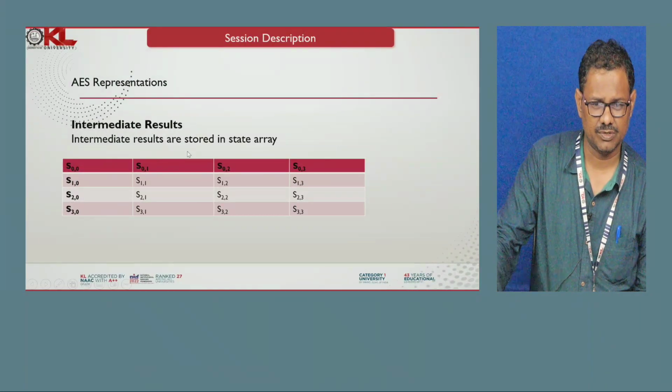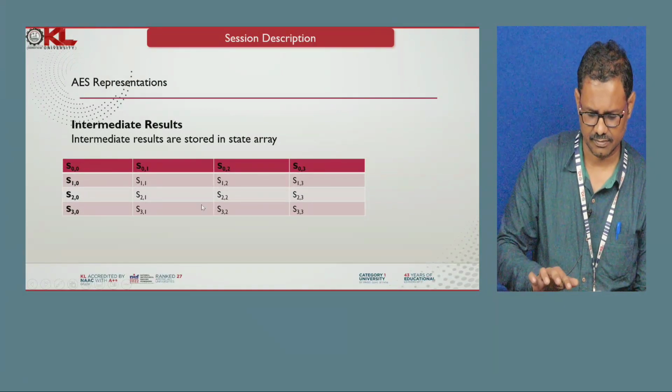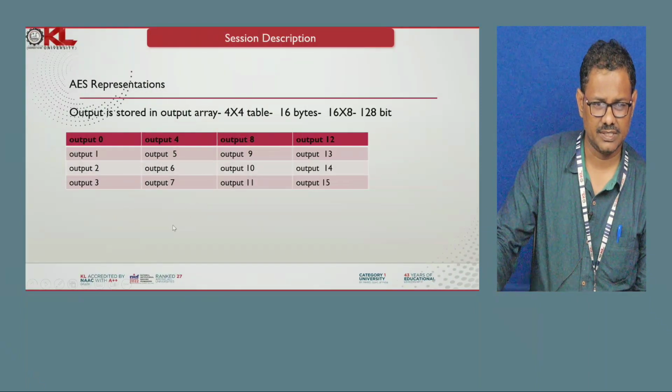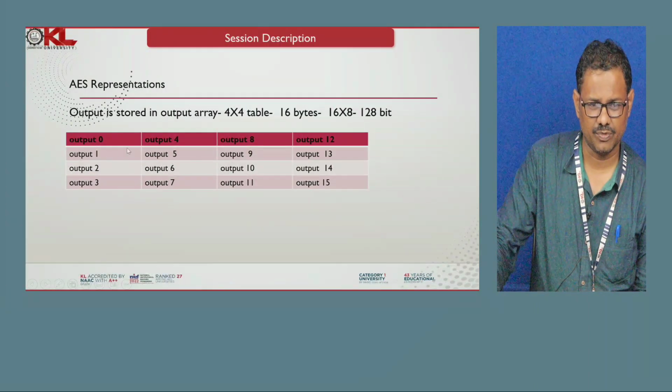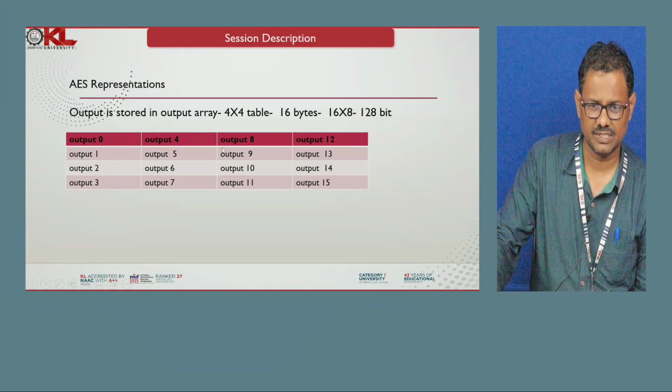Intermediate results are stored in the state array: S00, S10, S20, S30, like this. Then S01, S11, S21, S31, like this. So the AES output is stored in a 4 by 4 output array, output 0, output 1, like this, up to output 15, 16 bytes. By giving 16 bytes of input, we are getting 16 bytes of output.